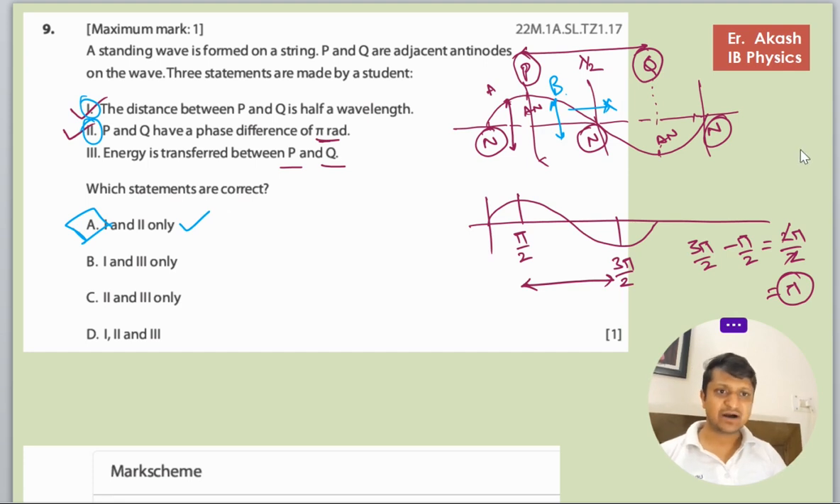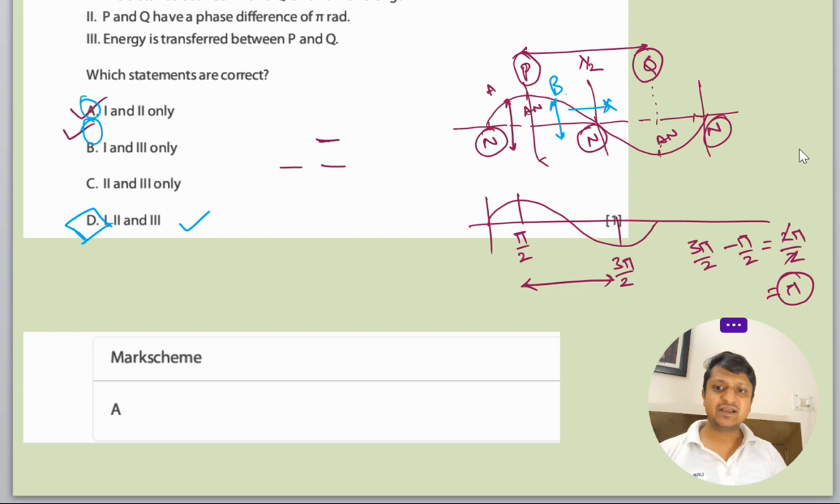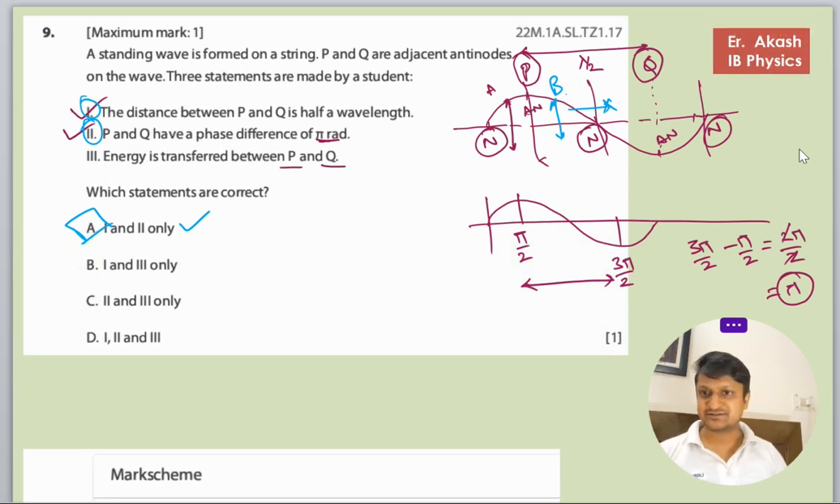Now we will check the mark scheme. Mark scheme says A is the right answer. So hope you understood this question. I have just given you a little detail. Otherwise, you just learn it that yes, these are the formulas, and that for antinodes, the phase difference will be pi. Just remember it. And the distance is half the wavelength. You don't need all these things, but I have just given you all the details so you can understand in a better manner.